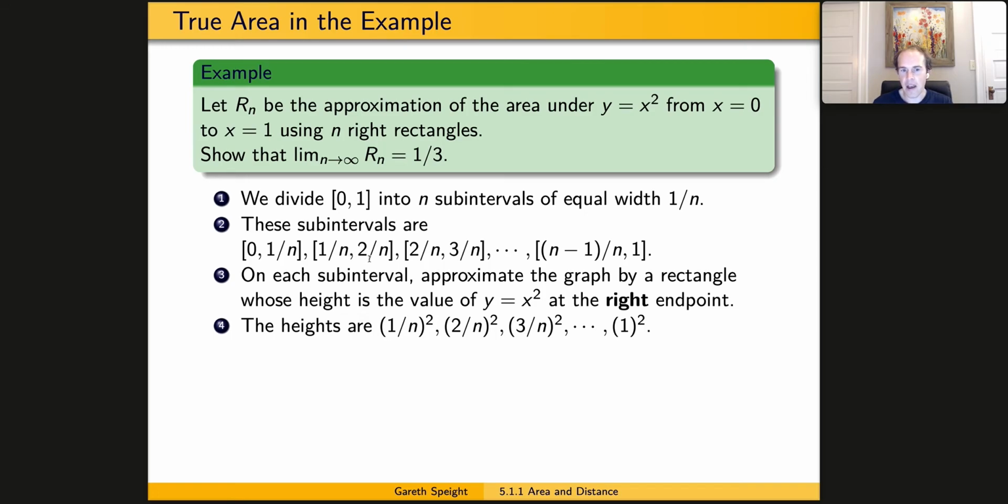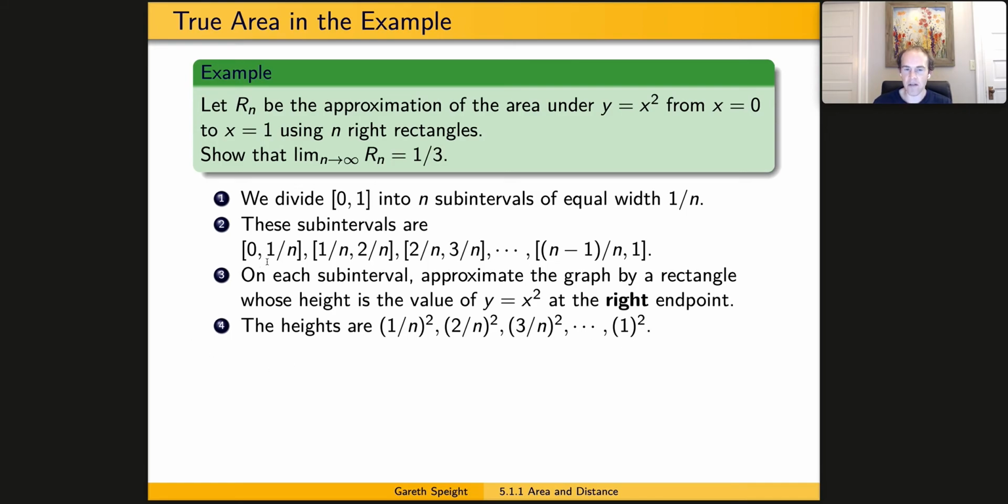For 1/n to 2/n, the right endpoint is 2/n. So we should use the value of the function at 2/n. We are going to get (2/n) squared. Okay, and so on. For 2/n to 3/n, the right endpoint is 3/n. We use the value of our function at 3/n, (3/n) squared. Until we get to the end. There are lots in the middle that we're not writing because we don't know how large n is. We can't write them all. Then lastly, 1 is the right endpoint of the last interval, so we are going to use 1 squared. So now we have everything we need, right?